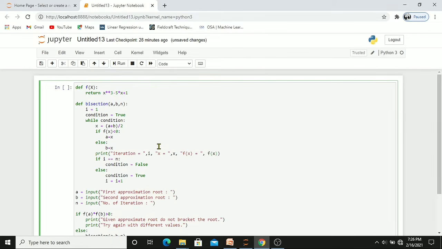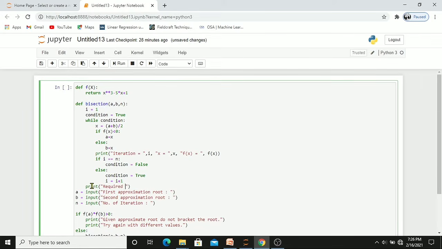So I am going to have the number of iterations, the value of x and f of x in the printing set for each iteration. Now after completion of this loop, that means we have completed our required number of iterations, then I want the printing of the actual answer. So here I am going to print the actual answer. That means the required root.